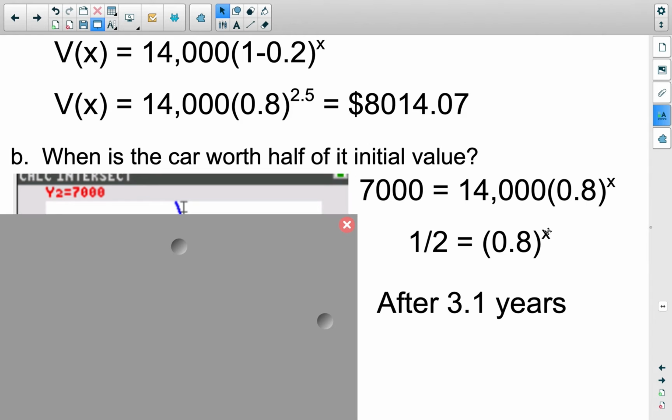I want to know when x is going to equal that. So I could pick up my calculator and I could just guess and check. I know that it's going to be more than 2.5 years, right? Because this wasn't quite to 7,000. So I could try 3 and I could try 4. And if I get really particular, I'm going to see that about 3.1 for x is going to make that equal half of its value.